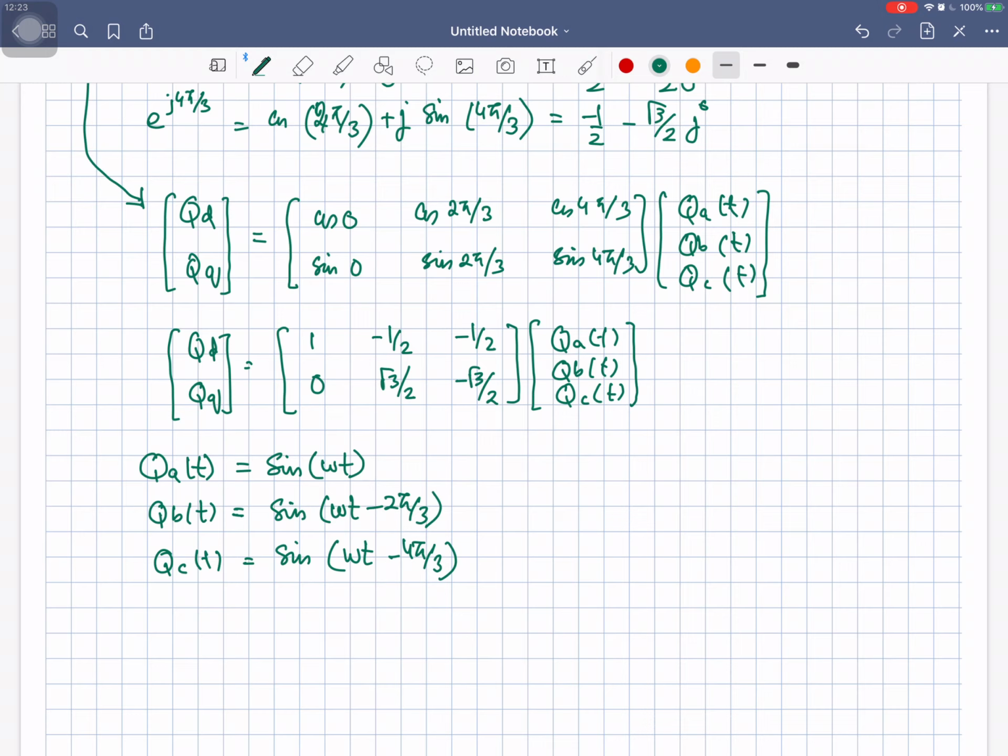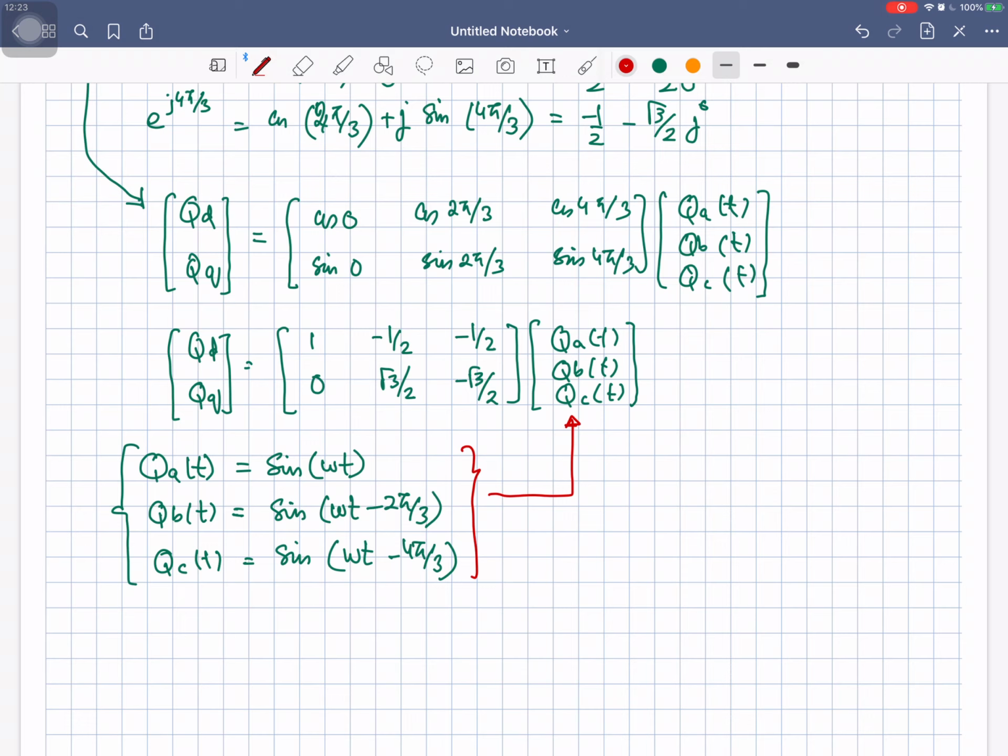So at any instant of time, we can find out what is QA, what is QB and what is QC, and those will be considered over here in this equation. And then we can find out the QD and QQ for that instant of time. So as we move in time, this QD and QQ will be changing.